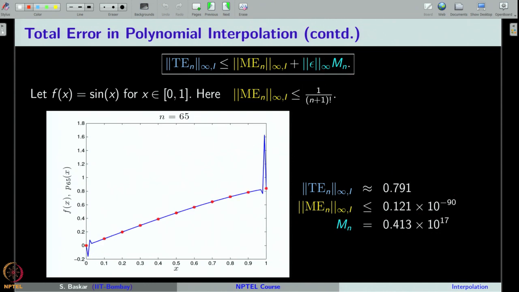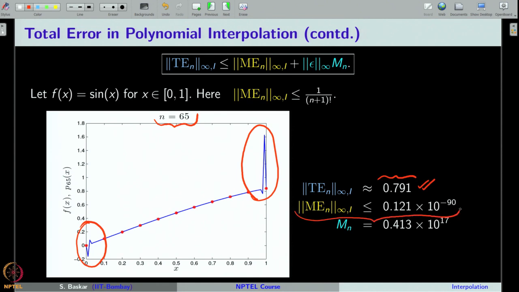Now, from here let us further increase the degree of the interpolating polynomial to n is equal to 65. Now, you can see that even on the graph the approximation is very bad, especially you can notice error at the boundaries of the interval, right. You can see the total error now is considerably very big, whereas the mathematical error says that your polynomial interpolation should be almost as accurate as the sine function. But in reality, it is not happening like that.